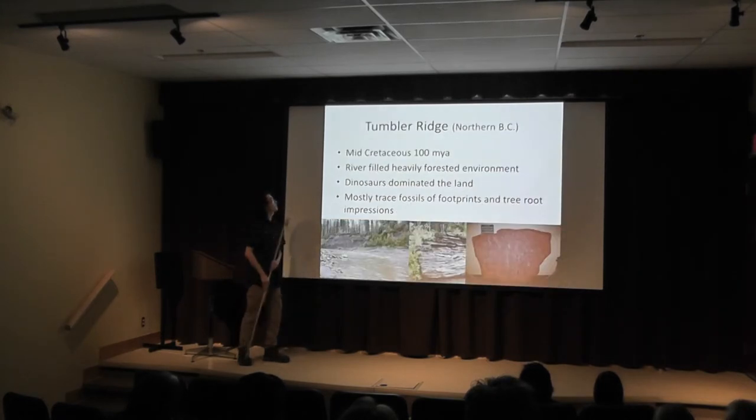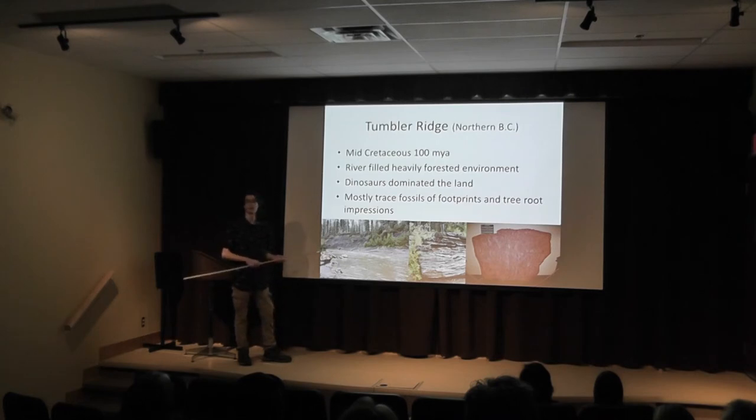We're moving on to Tumbler Ridge in northern British Columbia. This is a really exciting fossil site as it contains dinosaurs. Sadly, no skeletons. We only get their footprints and other trace fossils like coprolites, or dinosaur poop. The rock here is about 100 million years old in the Cretaceous period, the same time period that T-Rex lived in, but just a few million years beforehand.